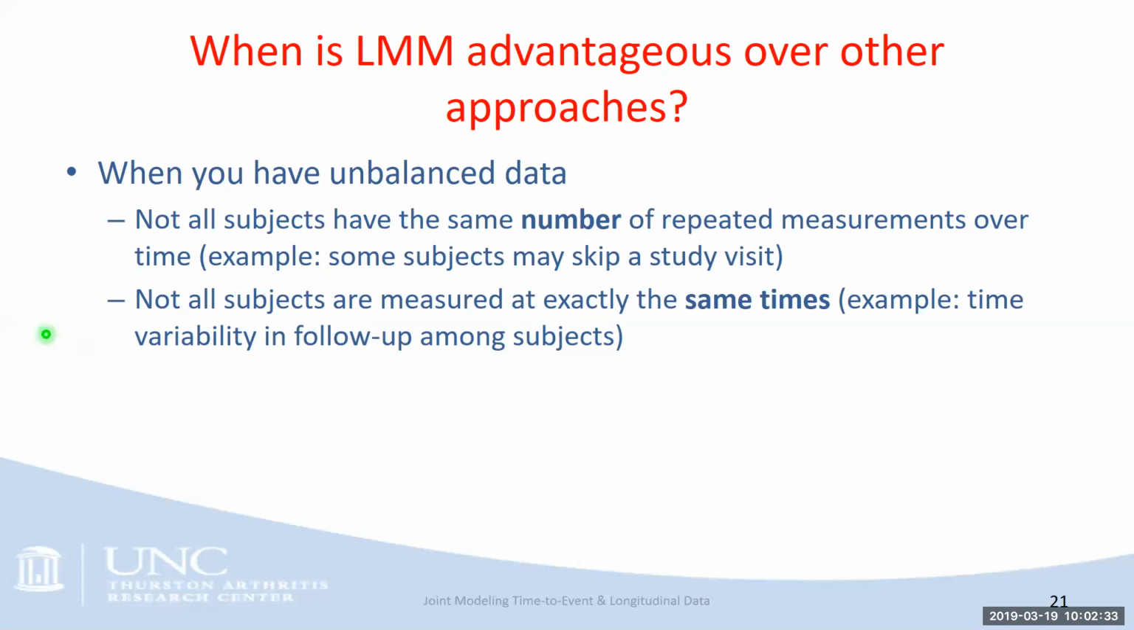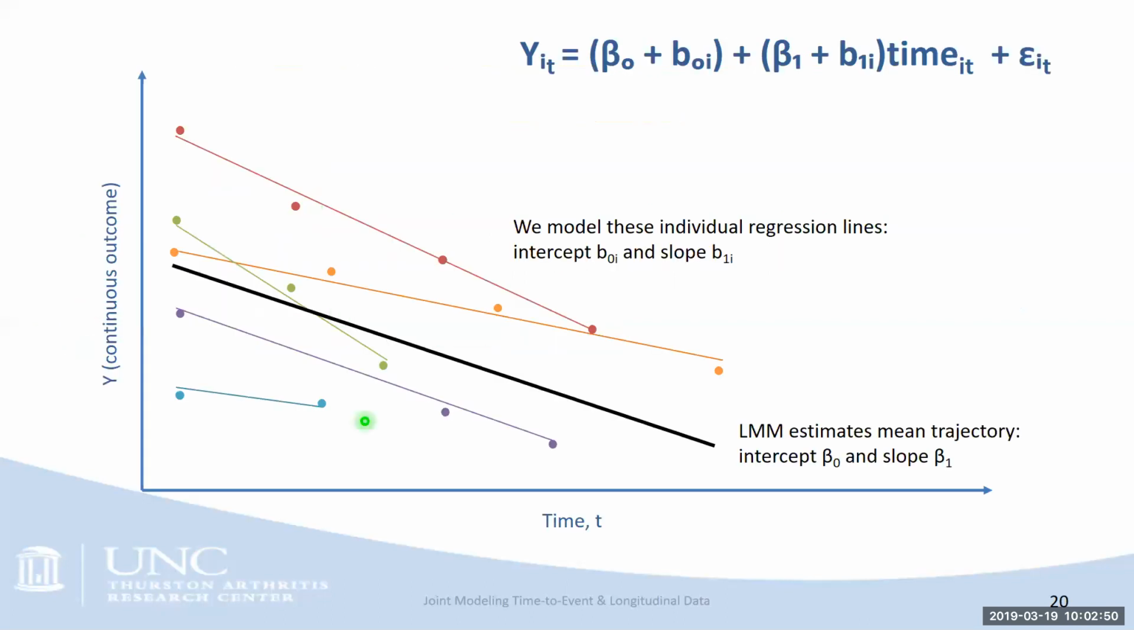This subject is missing this second visit here. That's very common. And also not all subjects necessarily being measured at exactly the same times. So there's usually some time variability in follow-up. Some people being measured slightly earlier or later at follow-ups over time. So again, these are not necessarily all measured at the same time after baseline.